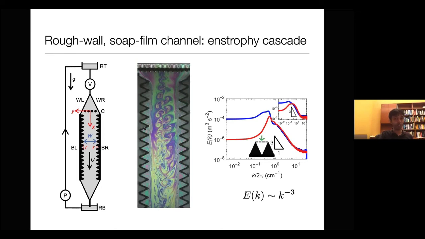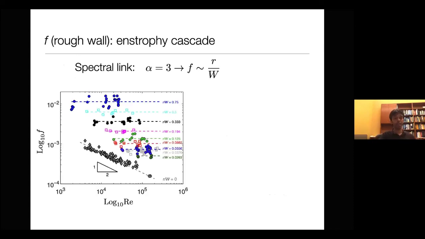In any event, once you go through all of that work, the prediction from the spectral link is that if the spectral exponent is 3, then friction scales as roughness to the power 1. Not 1/3, but to the power 1. It's a linear scaling, and it's very different from the 3-dimensional case that we are used to. So here is our data. You can see log of friction against log of Reynolds number. This is the smooth wall data for reference, which follows the new Blasius scaling. And in different colors, we are showing the data for different values of roughness.